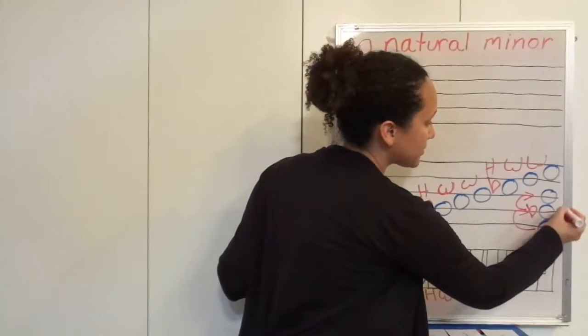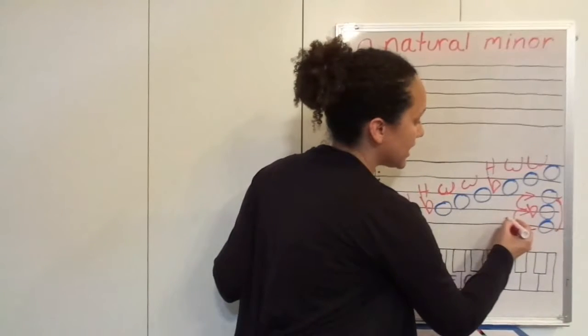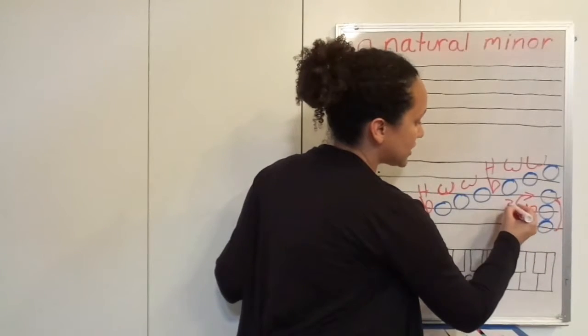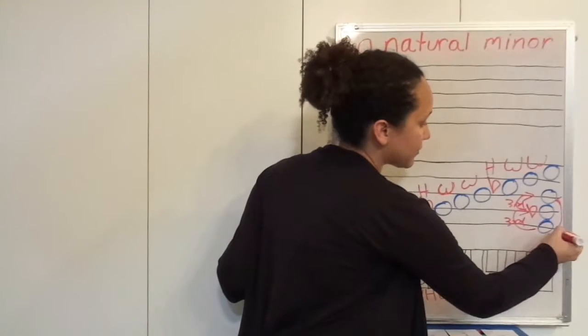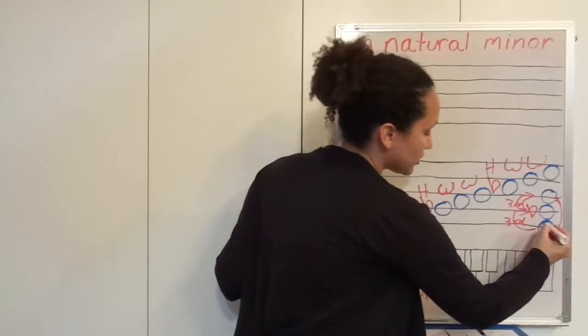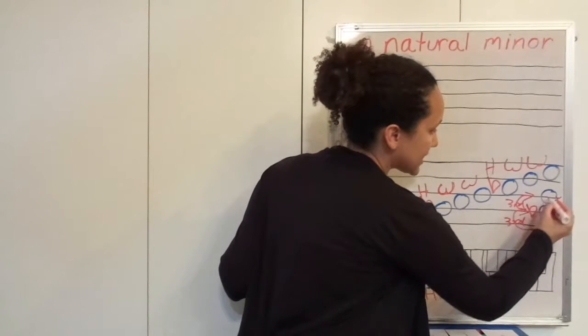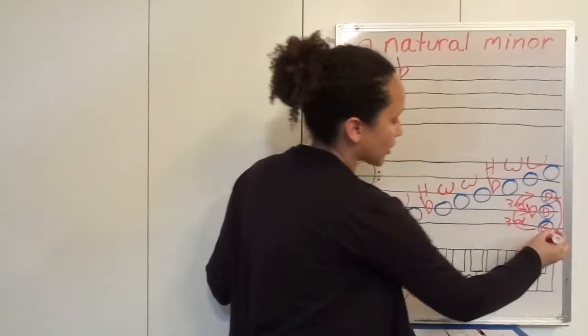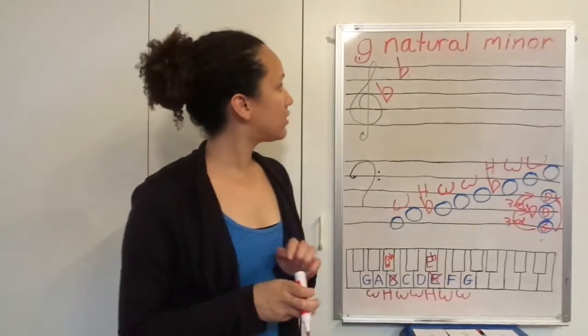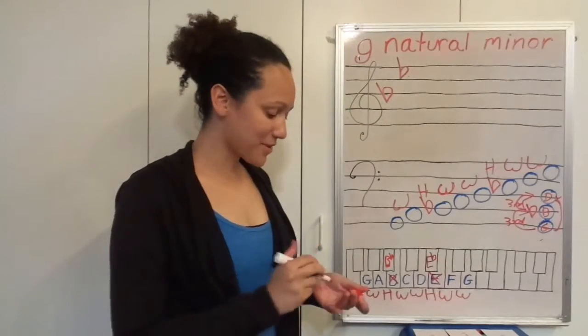Of course, from the bottom to the top is the interval of a fifth. This is a third, this is a third, and then from the bottom to the top is our fifth. So there's G, B flat, and then D, and that gives us our chord. All right. I think we covered everything.